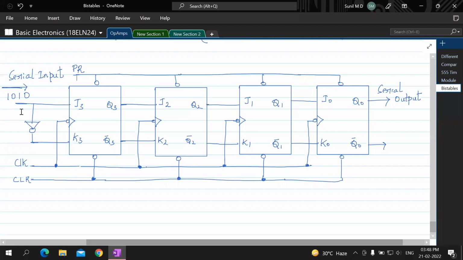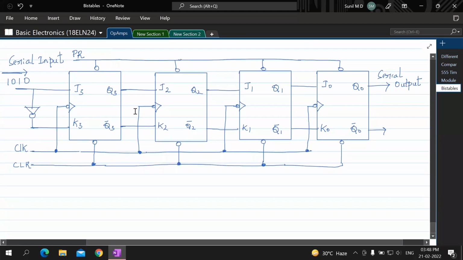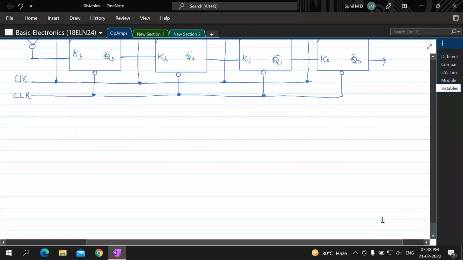So now everybody understand this. We shall see how this particular block diagram or circuit diagram works. So we are talking about serial in, serial out. That means this 0 at the first clock cycle should come to Q3. At the second clock cycle it should come to Q2. So when this 0 comes to Q2, this 1 should come at Q3. So that is what we are doing.